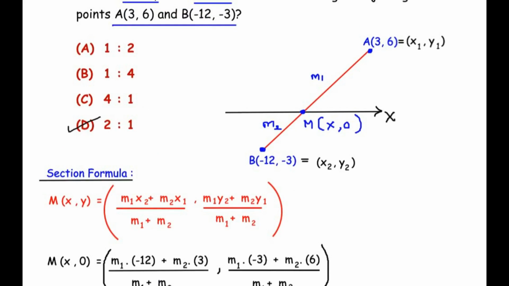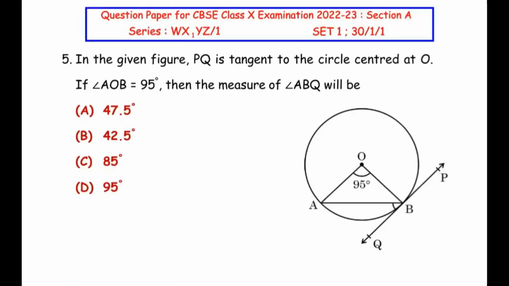Now let us move on to the fifth question. Now the fifth question is from the circles chapter. In the given figure, PQ is a tangent to the circle centered at point O. If angle AOB is 95 degrees, then the measure of angle ABQ will be. So we have to find out what is the measure of the small angle ABQ.